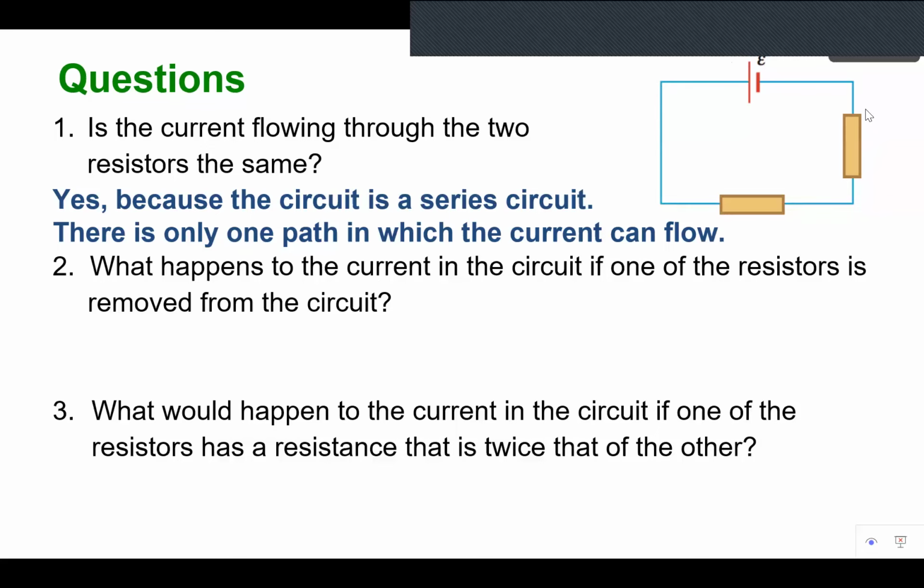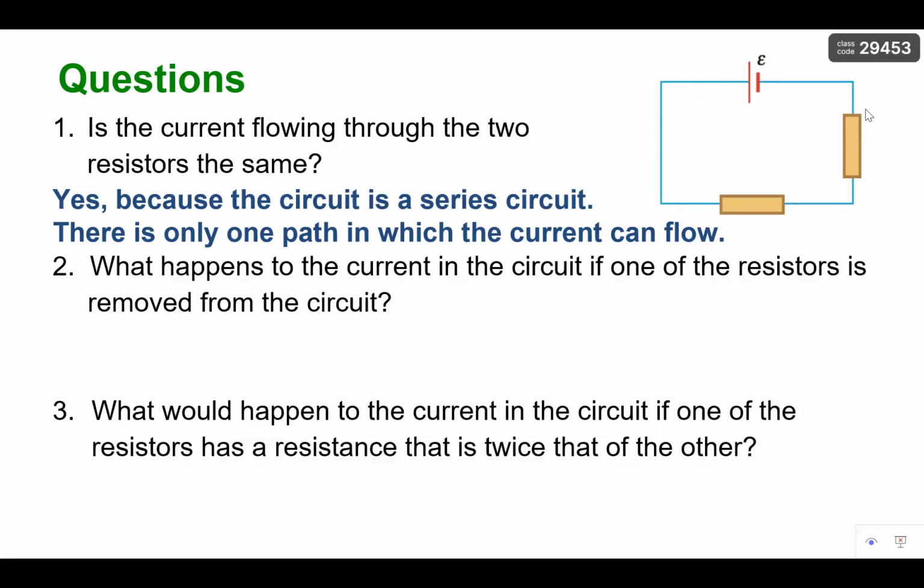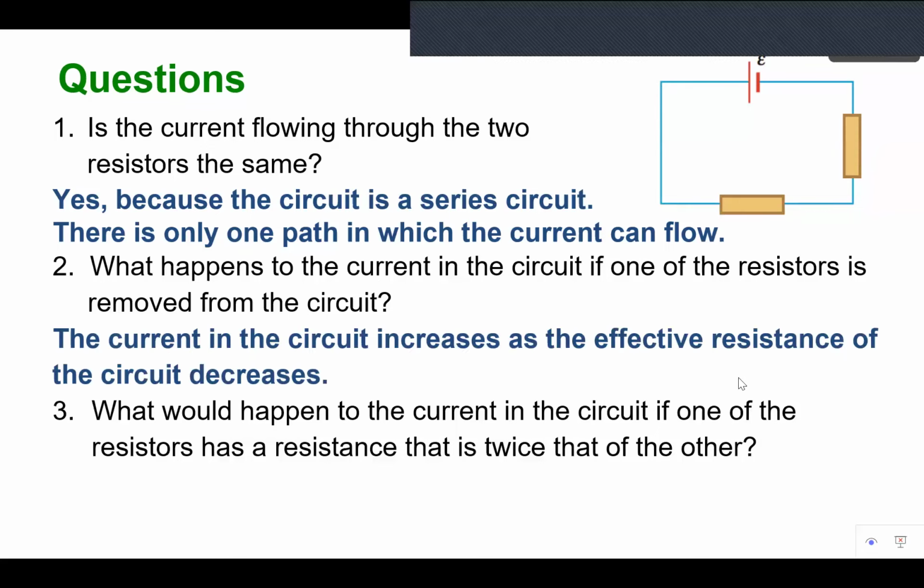Next, what happens to the current in the circuit if one of the resistors is removed? So now there are 2. If I were to remove one of the resistors, then I would have decreased the total resistance of the circuit. If I have less resistance in the circuit, more current will flow. Okay, or there will be an increase in the current.